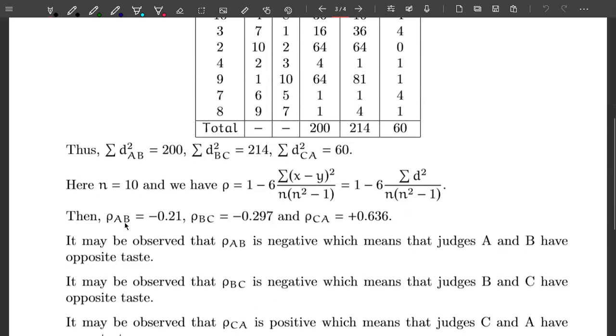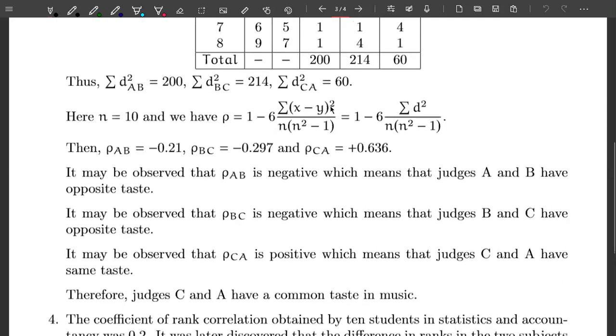So that means what? Judges A and B, they both have opposite taste because rho of A comma B is negative. Now if you take the next case, that is if you calculate rho for two judges B and C, then here I have to take the summation value as summation D square BC, and that's equal to 214. So when you put that value over here, the value of rho BC is equal to minus 0.297. Again the value is negative, which means that judges B and C have opposite taste.